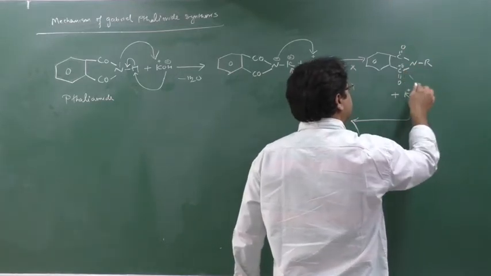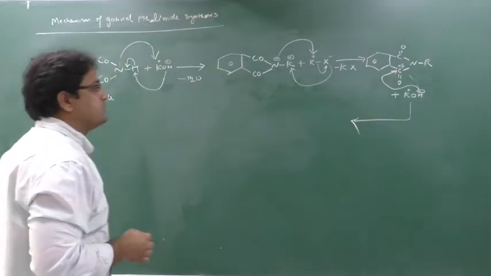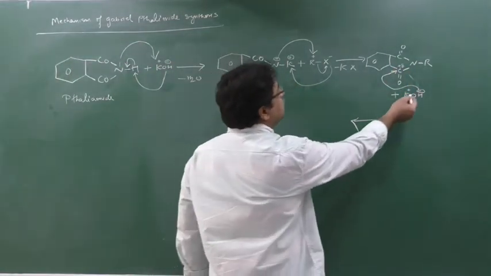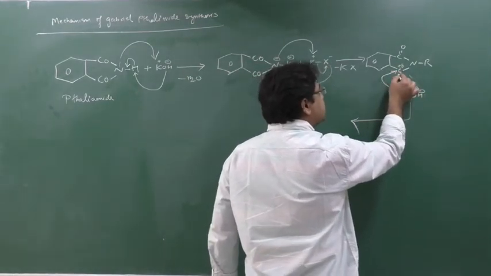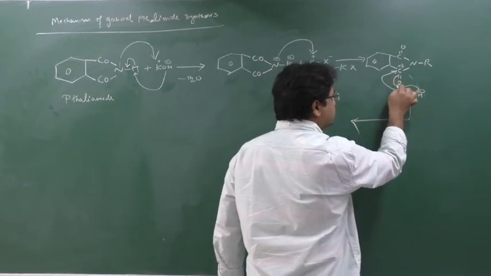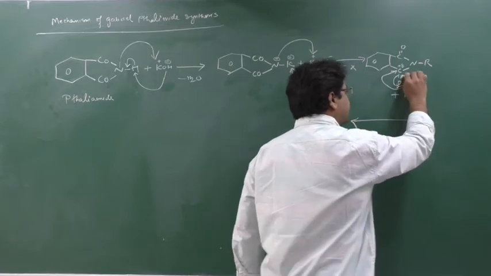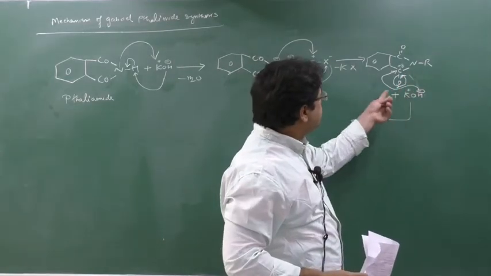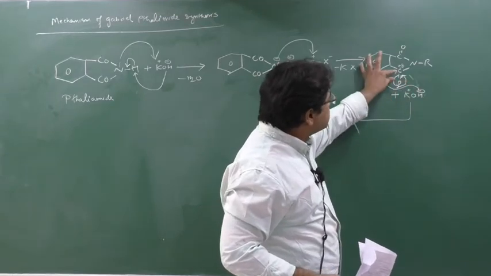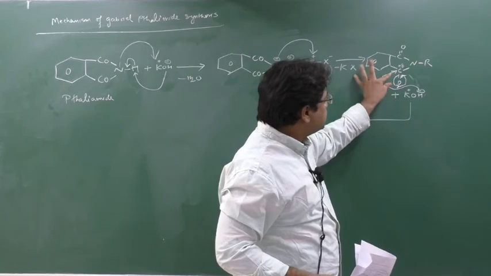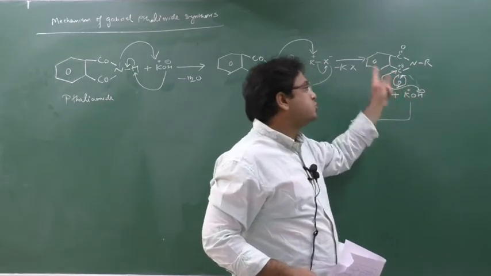Now I will show this. See here, the OH minus will go to this carbon because of its positive charge. So carbon is making a new bond with this OH. To make a new bond, the old bond has to be broken, so this pi bond of oxygen will break. But oxygen will do back bonding.